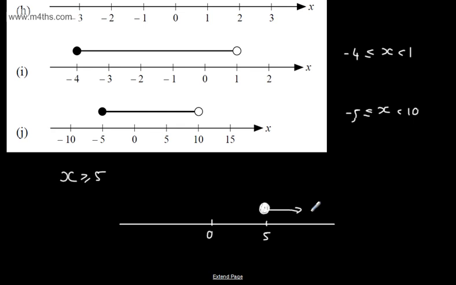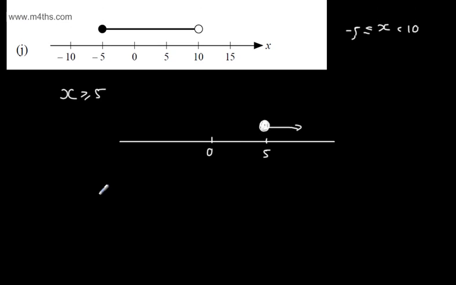We could of course continue it. My arrow was going to be pretty wonky if I did it, but it's all values now where x is going to be at least 5. That's another way of saying it. X is equal to or greater than 5, x is at least 5. So 5, 6, 7, 8, 9 and 10.